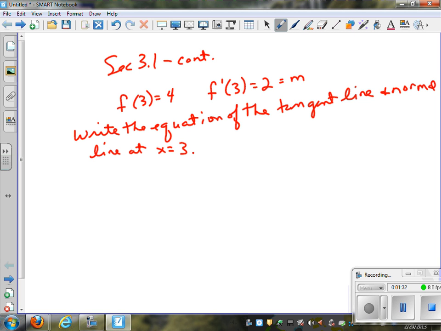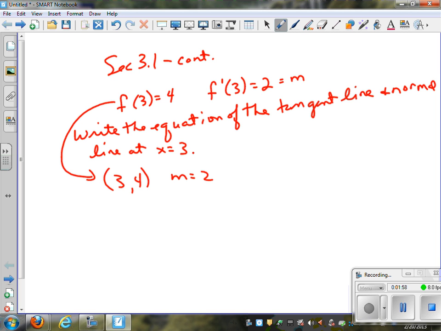What is this? Y equals what? Oh, yeah, the y. So it actually is a point. What is the point? 3, 4. f of 3 is 4, so f of x is talking about your y value, right? And this is my x value. So this is my point. This is my slope. Can you write your equation?